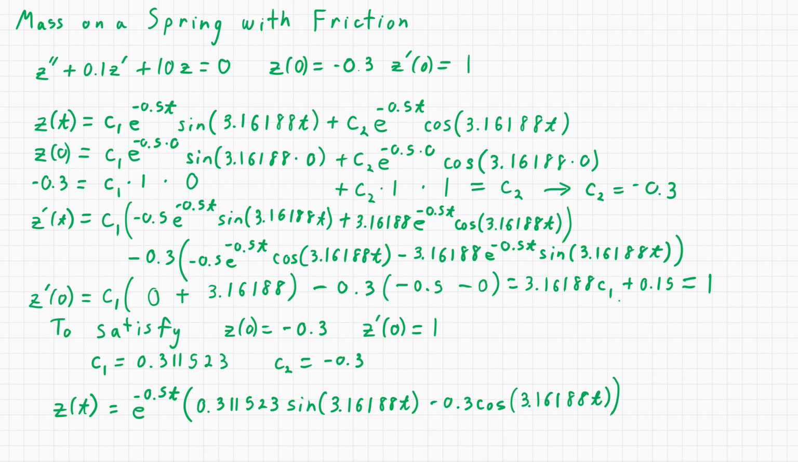So now using this, we can actually solve for c1. I'm not going to do all the algebra here, right? So you would subtract the 0.15 over, that'd be 0.85. You divide 0.85 by this terrible number, 3.16188. That would give you c1. And so supposedly that number is approximately 0.311523. So that gives you c1 equals 0.311523. And now that you have c1 and c2, you're actually done.